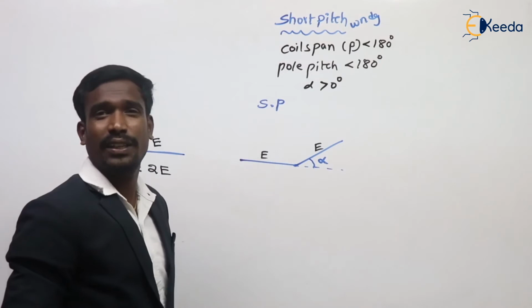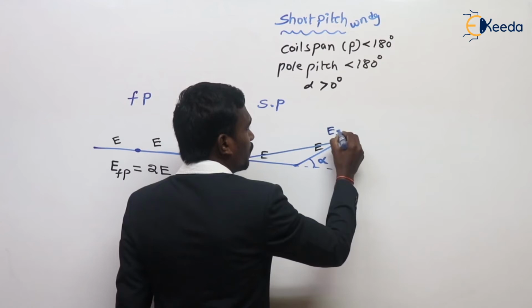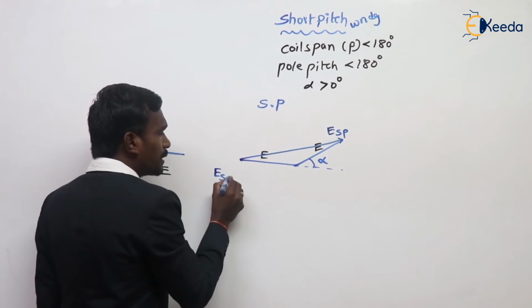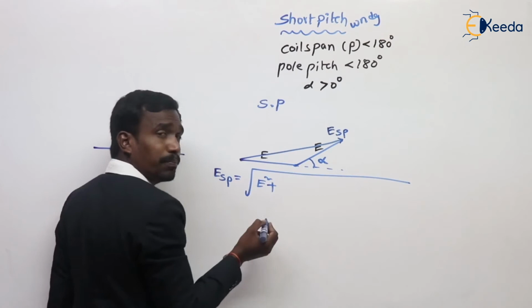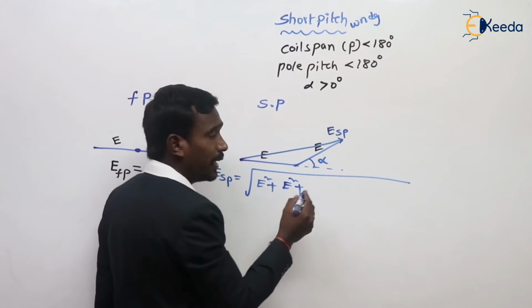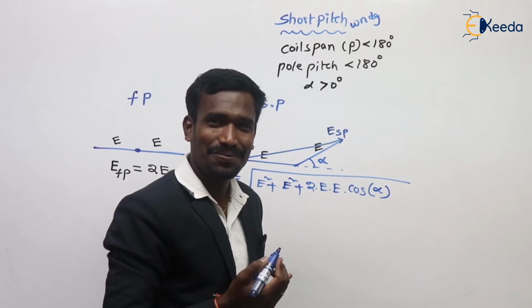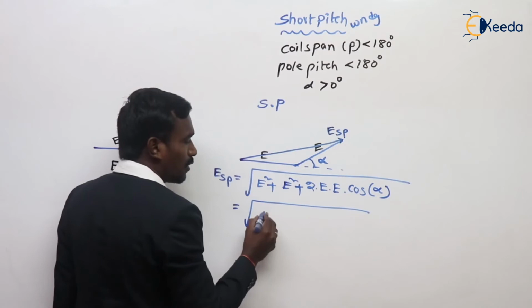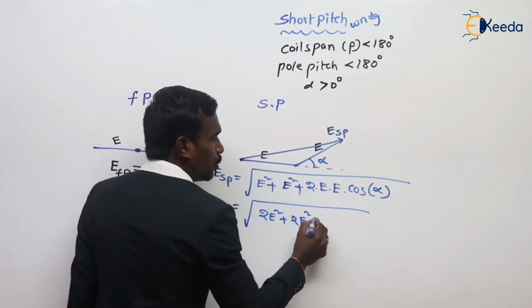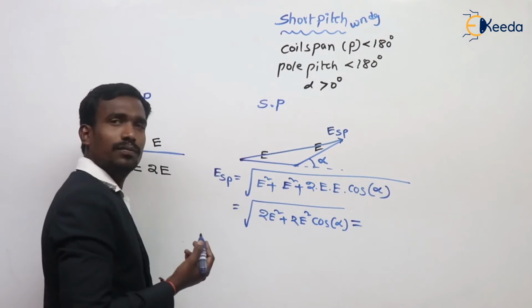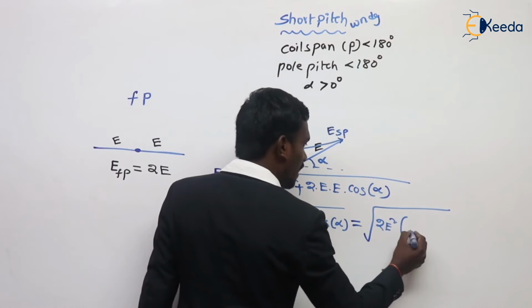So this is the EMF developed for short pitch winding. So tell me, EMF developed for short pitch winding is equal to square root of E1 square plus E2 square plus 2 E1 E2 cos theta. What is theta here? Here theta is alpha. So what is the answer here? Square root of E square plus E square, 2E square plus 2E square cos alpha. Then take a common of 2E square of 1 plus cos alpha.